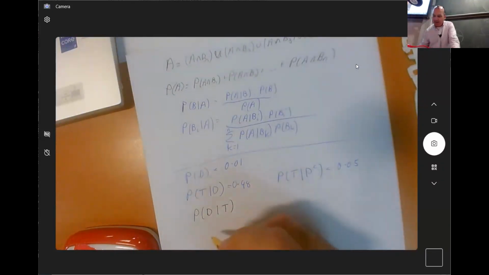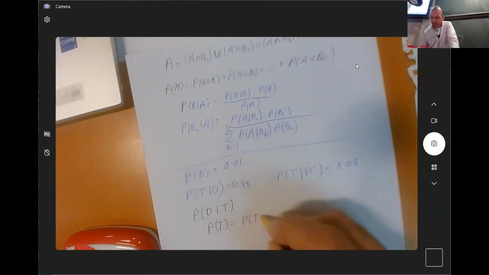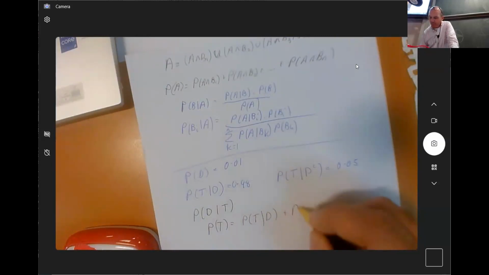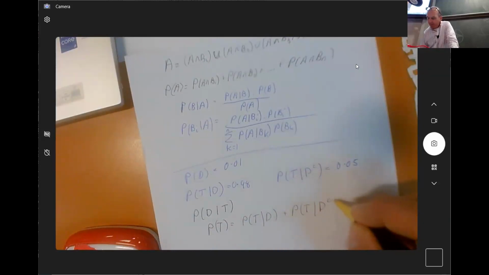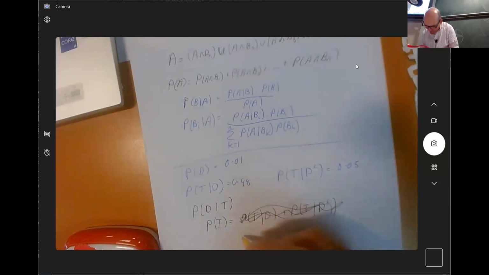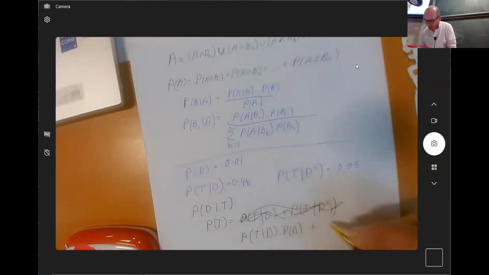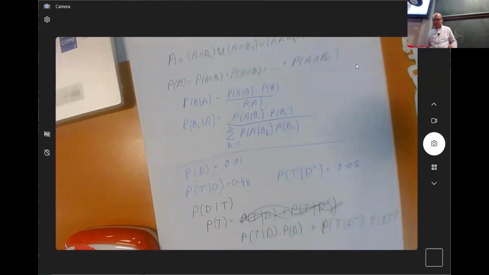And so one of the beautiful things is I can say the probability I test positive is the probability I test positive given I have the disease, times the probability of having the disease, plus the probability I test positive given I don't have the disease, times the probability of not having the disease. Sweet, good. That's what I needed to do.